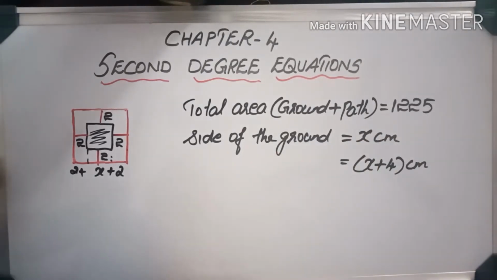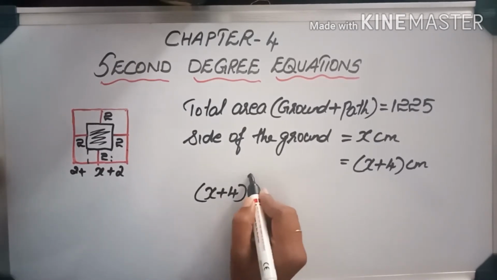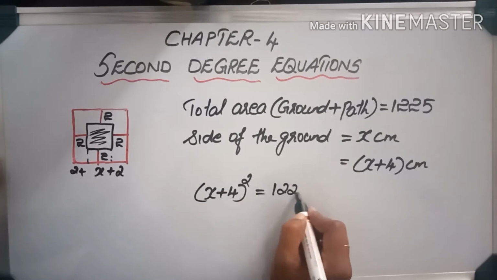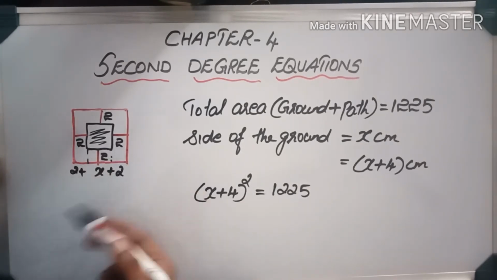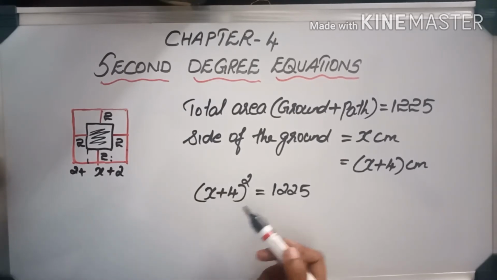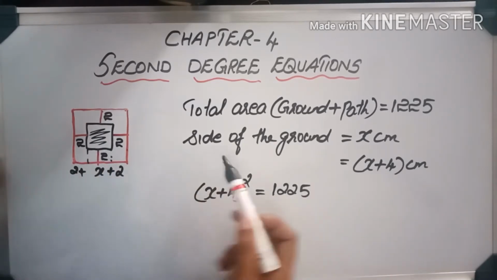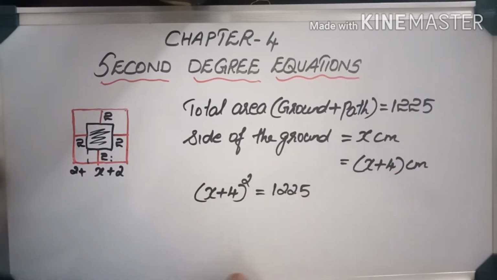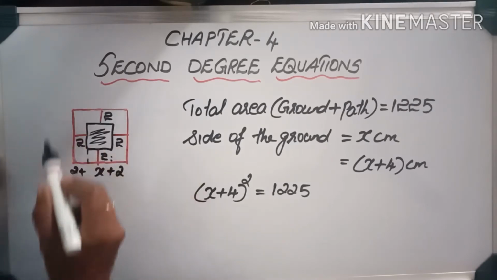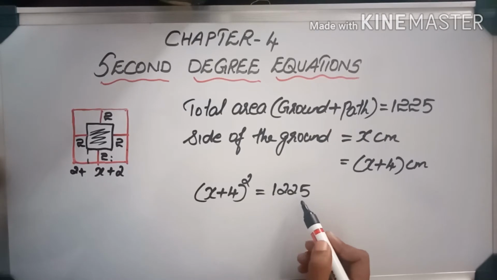And total area 1225 means x plus 4 whole square is given as 1225. Why? It is a square portion. Area of square is side square, side into side. Side we got as x plus 4. Total side, okay, not the square ground. Side of the ground we already took as x centimeter. So here x plus 4 is the total side. Total square's one side. So x plus 4 the whole square equal to 1225.